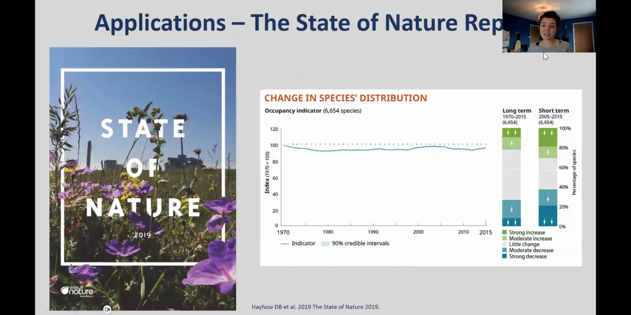Also, this is the same workflow that we use to produce the metrics that go into the State of Nature report, which is the most comprehensive assessment of the state of biodiversity in the UK. What you see in this plot is the occupancy indicator that looks at changes in species distribution. It includes a number of invertebrate taxonomic groups, and also bryophytes and lichens. And as you can see, again, worryingly, this indicator is declining over that time period, showing us that biodiversity is not doing very well in this country.